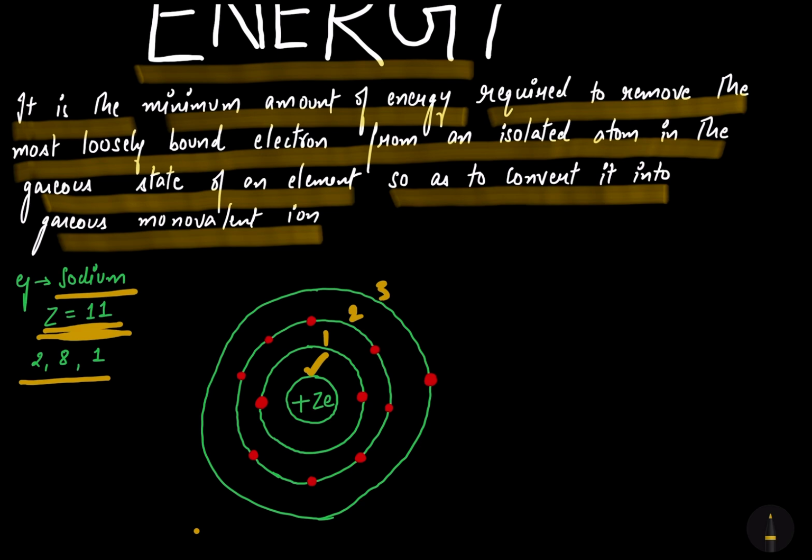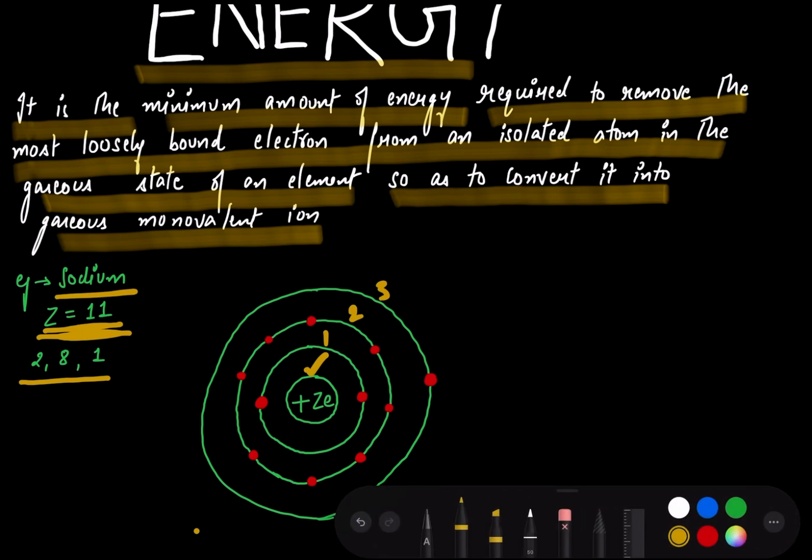I have made them as 2 red points. In the second shell I have taken the 8 electrons, that's the 8 red points, and in the third shell I have taken the 1 electron, that's the 1 red point. So what is exactly ionization energy?